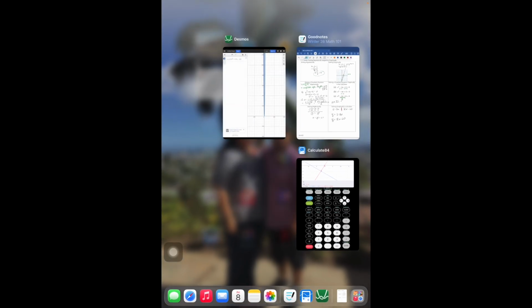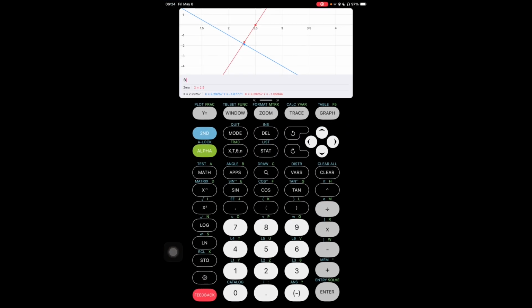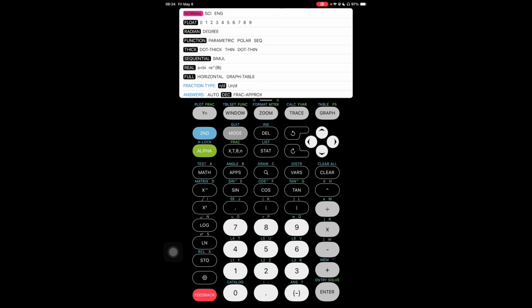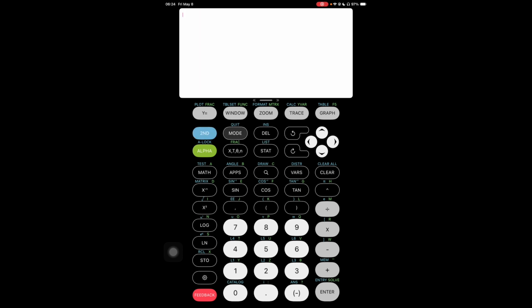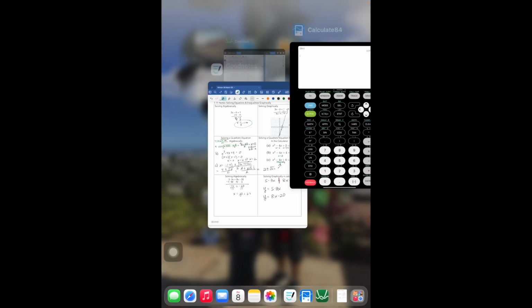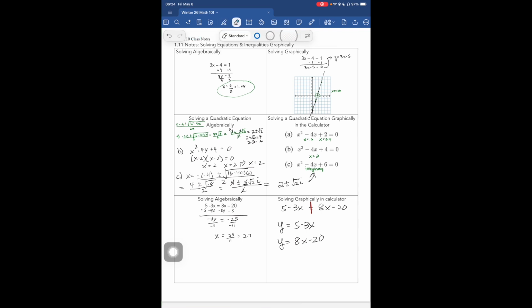Okay, let's use the calculator and figure out what that is. So this is probably going to be about 2.25. Let's go back to our calculator. To get out of the graphing mode, you go second, quit, and that takes you back. Okay, there we go. I'm going to go 25 divided by 11. Yes, I was wrong. It's 2.27. Let's correct that.